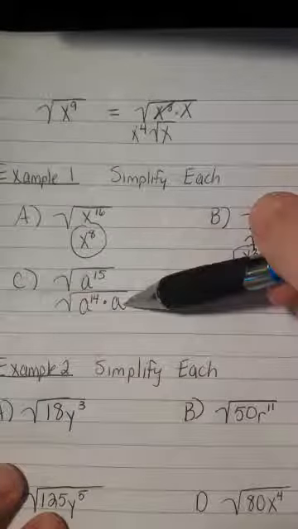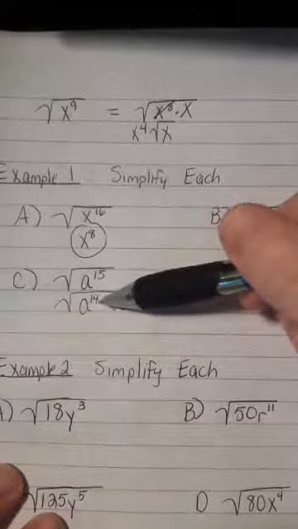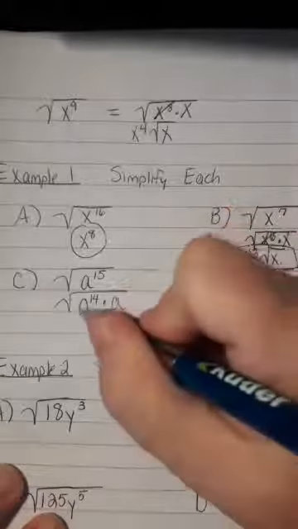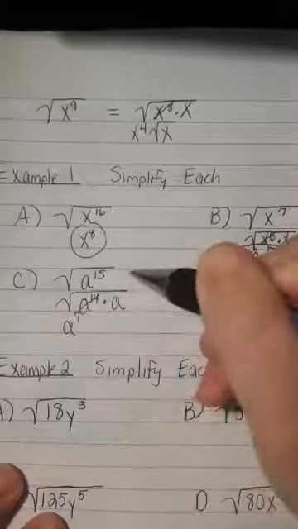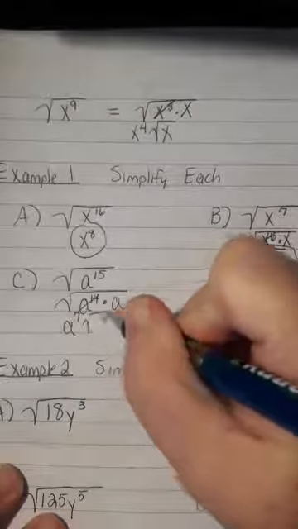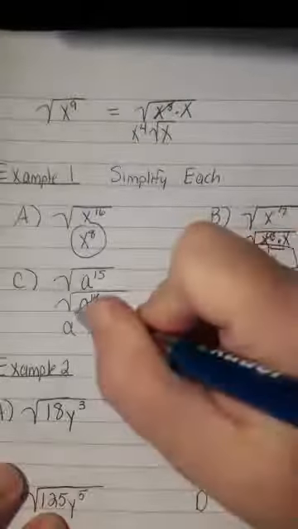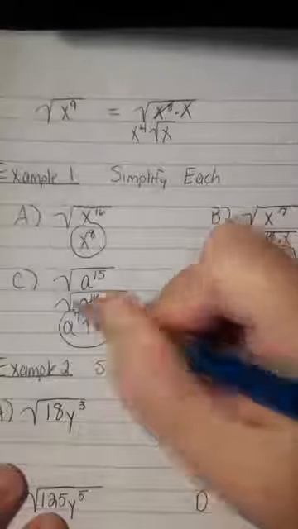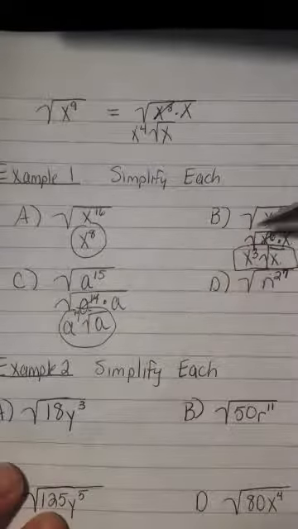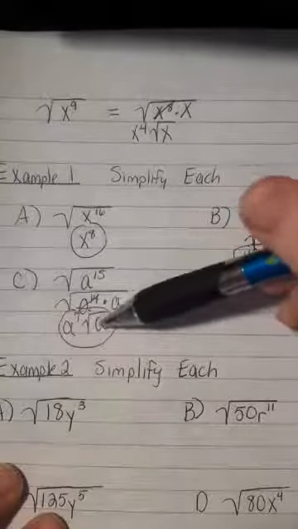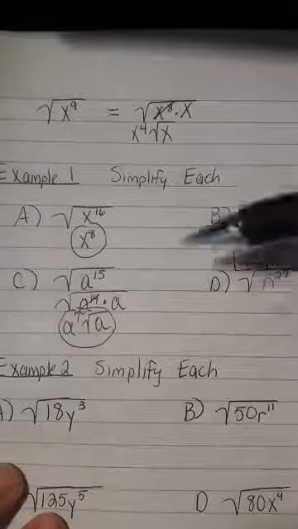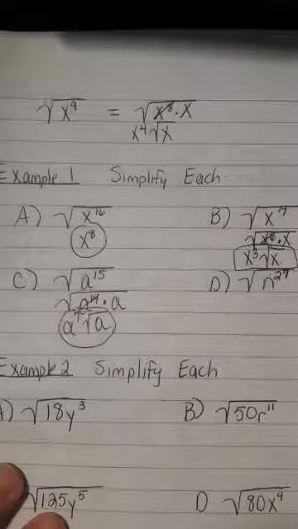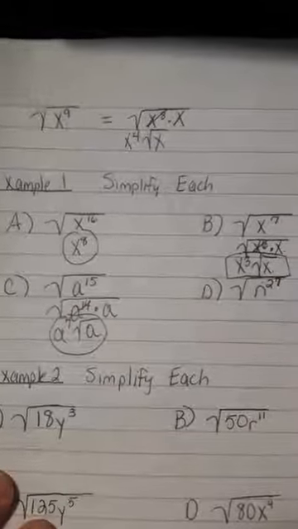Then you half the even exponent. I'm going to mark it out because that comes on the outside, and you get a to the 7th on the square root of a. So I hope you're noticing that on these that have the odd exponents, you're always going to have the square root of that variable to the first power left on every one of these. So let's go on to the next one, part D.